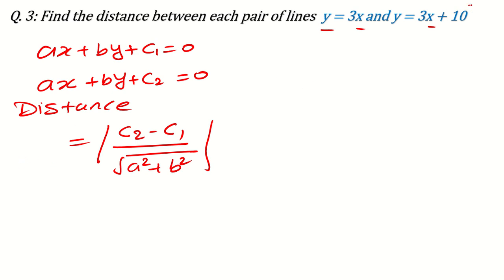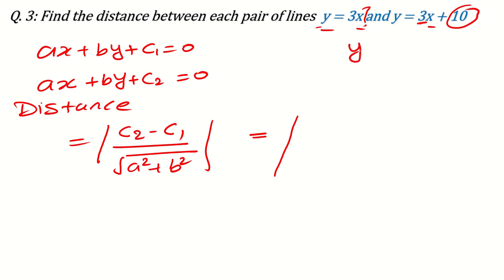So what does it mean? It means simply subtract the constants and divide by the square root of the coefficient of the square of x plus the coefficient of the square of y, okay? So it will be equal to what? You see, what is the line here?